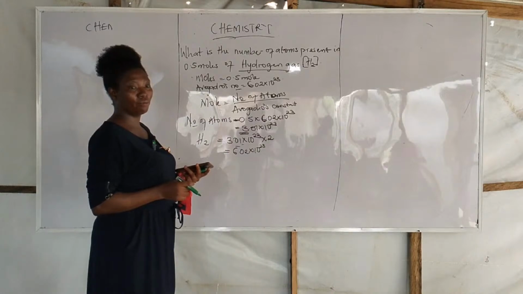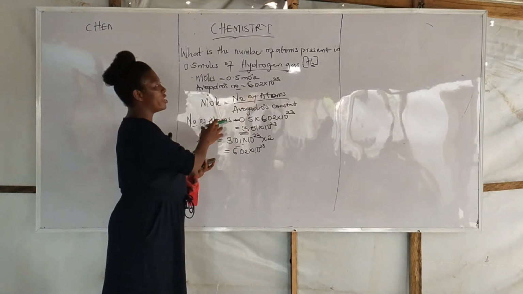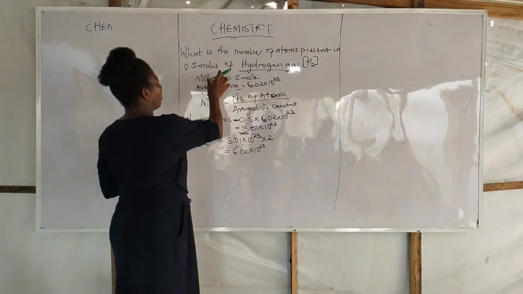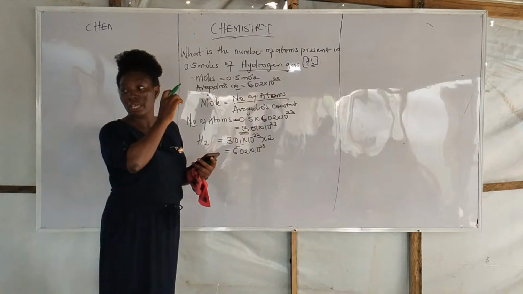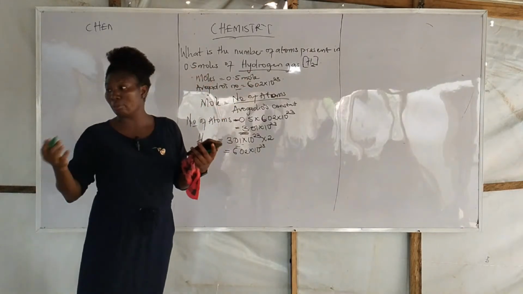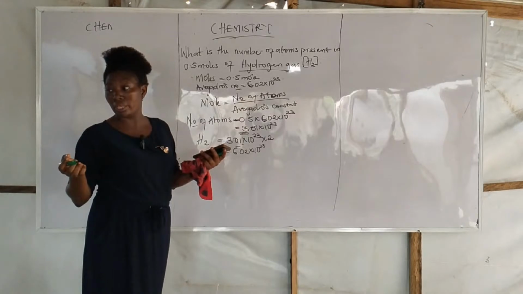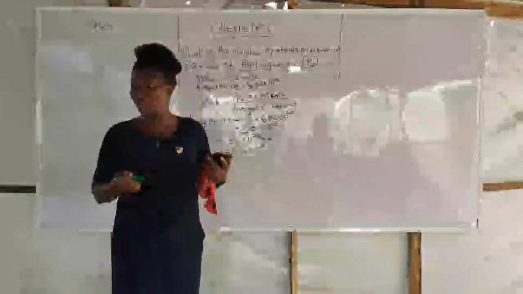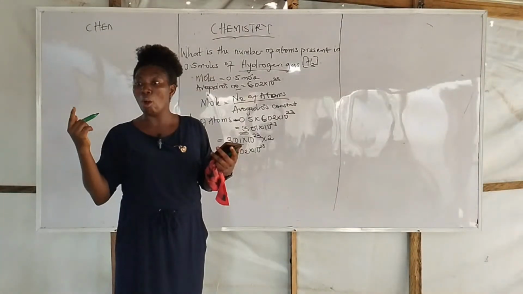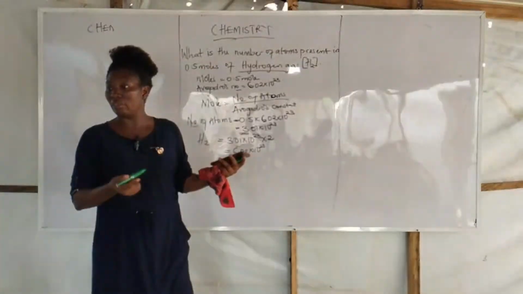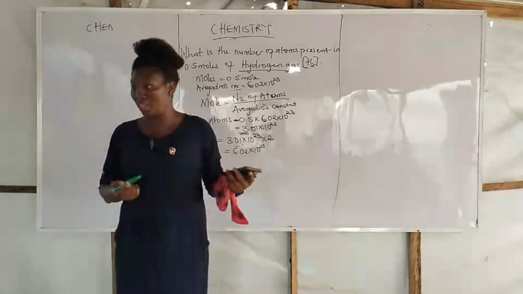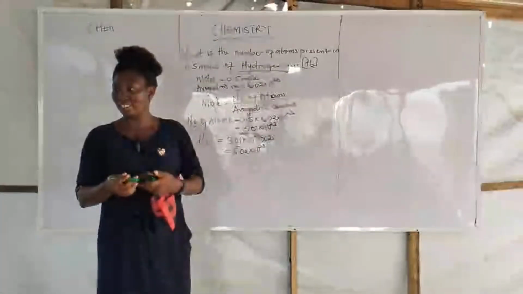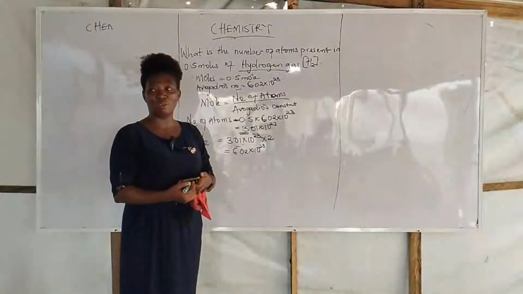Do you understand now? The same way, you can also get it directly by saying that if 0.5 moles is given for hydrogen, then for hydrogen gas it will be 0.5 mole times 2. You can still get it that way. 0.5 mole times 2 will still give you 1.0. And 1.0 times Avogadro's constant will give you the number of the Avogadro's constant. Do you understand? Do you understand? All right.